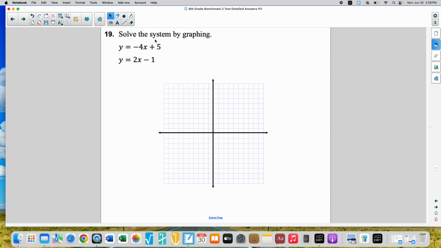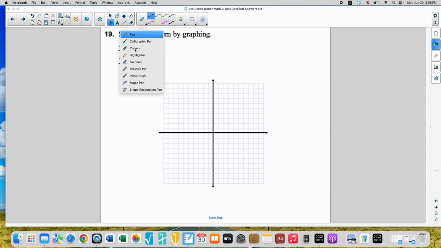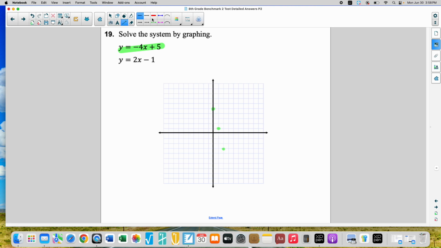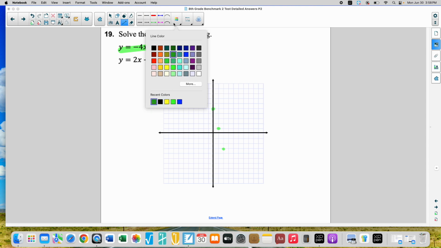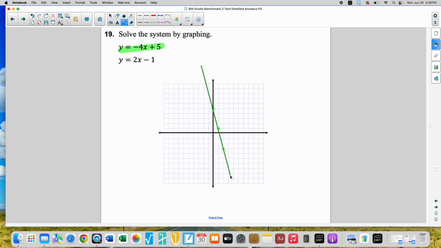So let's do this in green. We use the y-intercept, which is 5. 1, 2, 3, 4, 5. We make a dot. We're going to use the slope, which is -4. Down 1, 2, 3, 4, right 1. Down 1, 2, 3, 4, right 1. And now we have all the solutions to that equation represented on that line. And it goes on forever. There are an infinite number of solutions for this line.